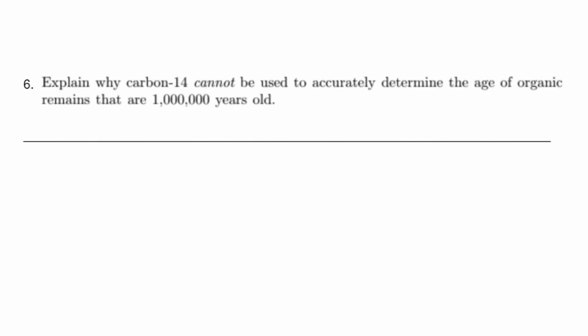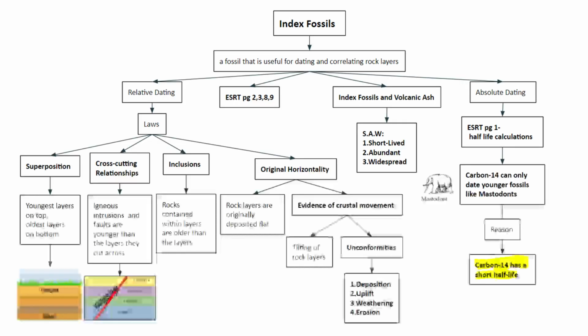Finally, number 6. Explain why carbon 14 cannot be used to accurately determine the age of organic remains that are 1 million years old. So go back to your notes for this. It's just carbon 14 has too short of a half-life. It's so short that we can only date younger fossils like mastodons, right?